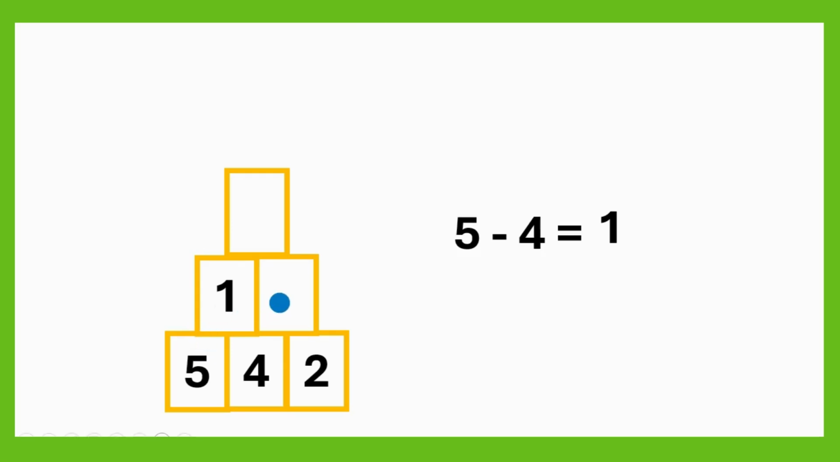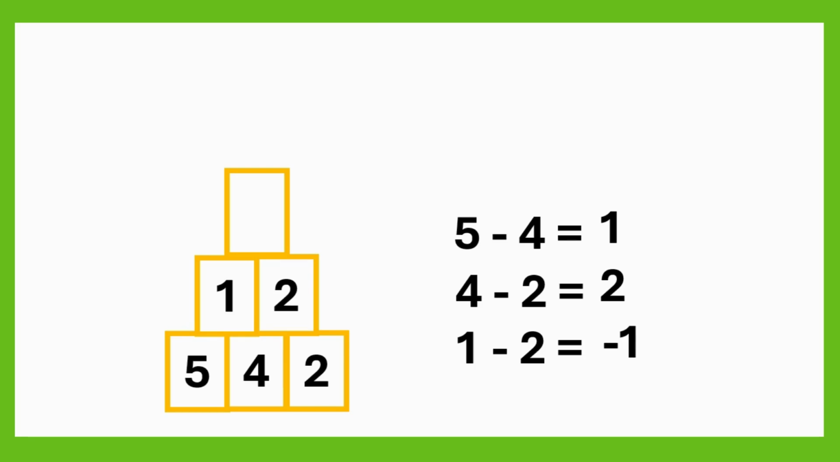And so for us to get this, that's going to be 4 minus 2, and that will give us 2. And to get this, it's going to be the same way, which is going to be 1 minus 2, and not 2 minus 1, not the other way around. And that will give us minus 1. So minus 1 will be here.